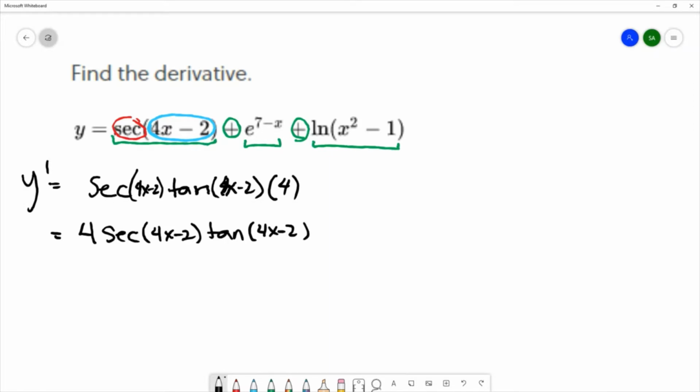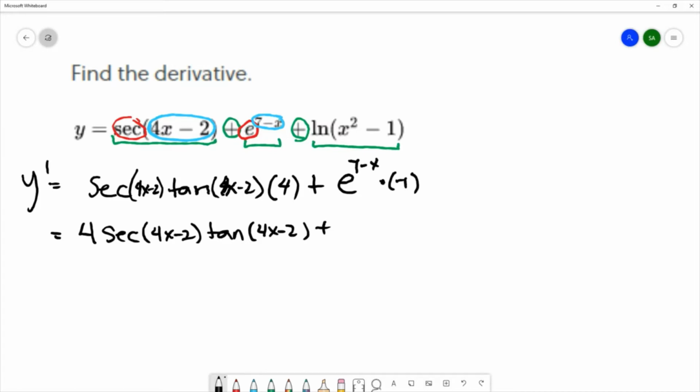So then I'll move on to the next term, which is e to the 7 minus x. And I'm going to start with calculating the derivative of the outside function, which is e to the x. We know the derivative of e to the x is e to the x. And the inside function is 7 minus x. So because that's something other than x, I need to chain by multiplying by the derivative of the inside. I also need to keep that inside the same.